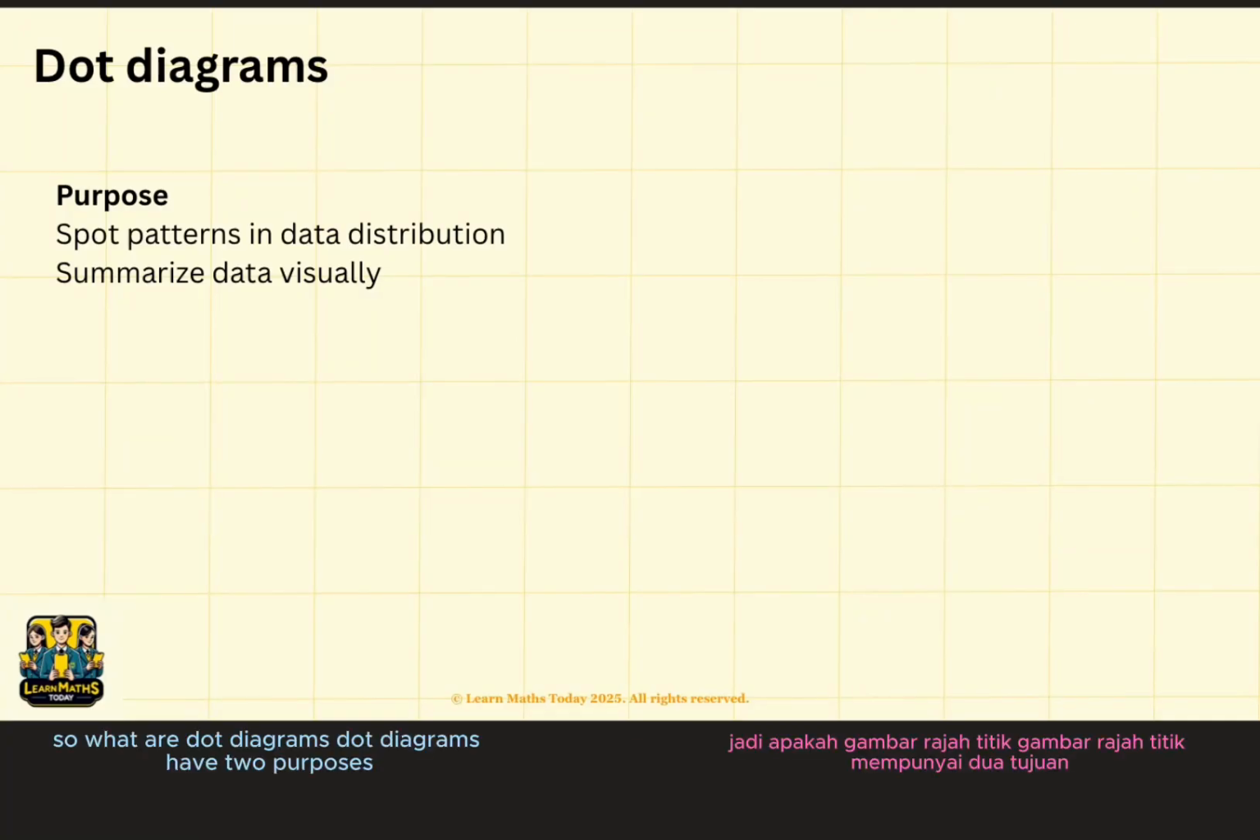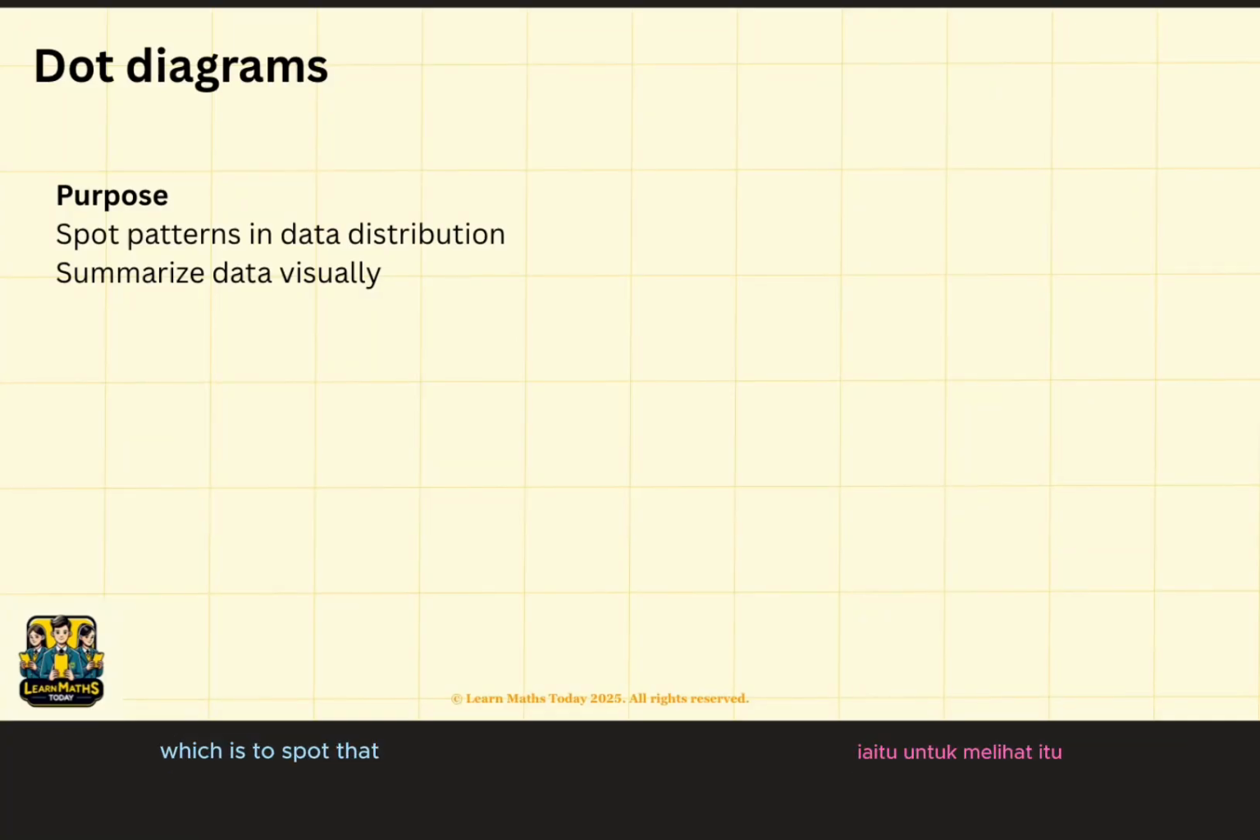So what are dot diagrams? Dot diagrams have two purposes, which is to spot patterns in data distribution. So let's take a look. This is a dot diagram. Okay, we have 1, 2, 3: 1 dot, 2, 3 dots, and 1 dot. So what's the pattern here?